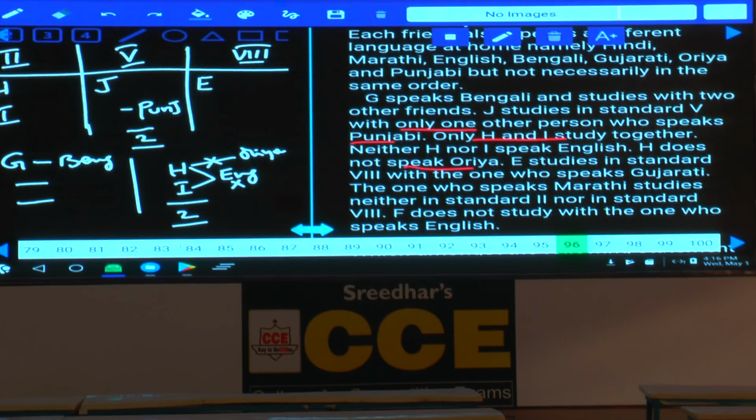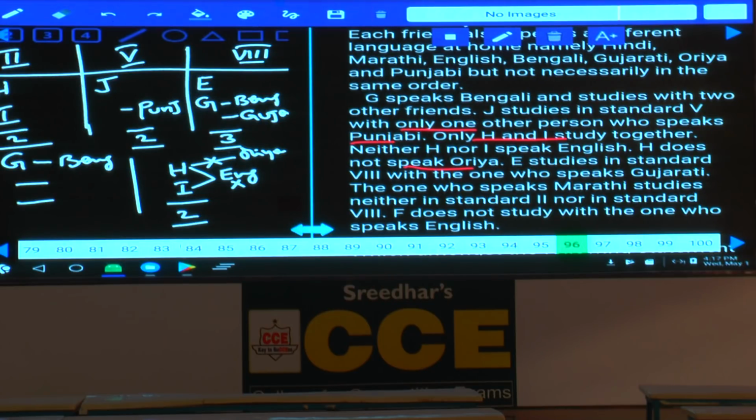Because if G is here and G speaks Bengali, at the same time G must be along with 2 more persons. Hence G cannot be here, hence G must be in the 8th standard. Now G speaks Bengali. In class 8 there are 3 persons, in class 2 there are 2 persons, and in class 5 there are 2 persons. E studies in standard 8 with the one who speaks Gujarati. Now the 3rd person must speak Gujarati. E, G and the 3rd person.